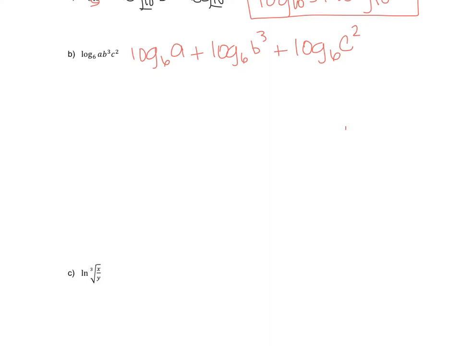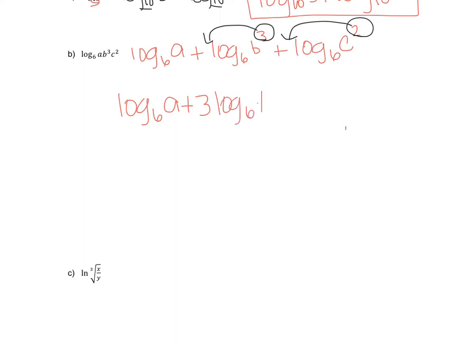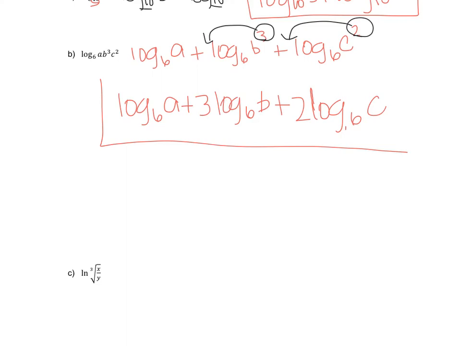Now, the final thing is to make sure that you have dropped your exponents down. They don't like to see exponents in your final expanded answer. So what I'm going to do is I'm going to take the 3 and the 2 and I'm going to go ahead and drop it down in front. So then my final answer will read log base 6 of A plus 3 times log base 6 of B plus 2 log base 6 of C. And that's how you would write your final answer in expanded form.